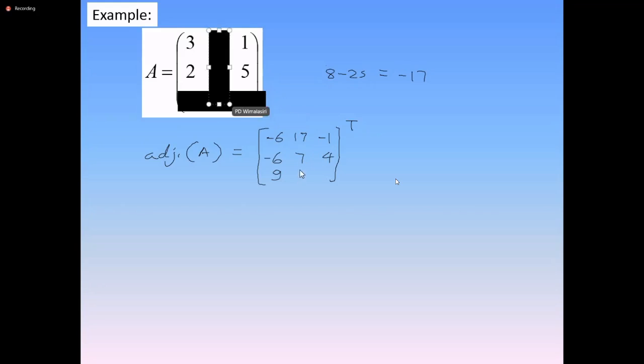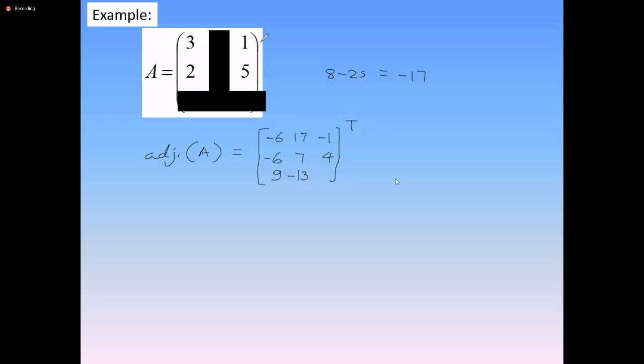Then the cofactor of the second value of the third row here. 3 by 5 minus 2 by 1. 3 by 5, 15, 2 by 1, 2. 15 minus 2, 13. Because that is not in a diagonal position, it is minus 13. So whatever value we get, change the sign, right? If it is not in a diagonal position here.